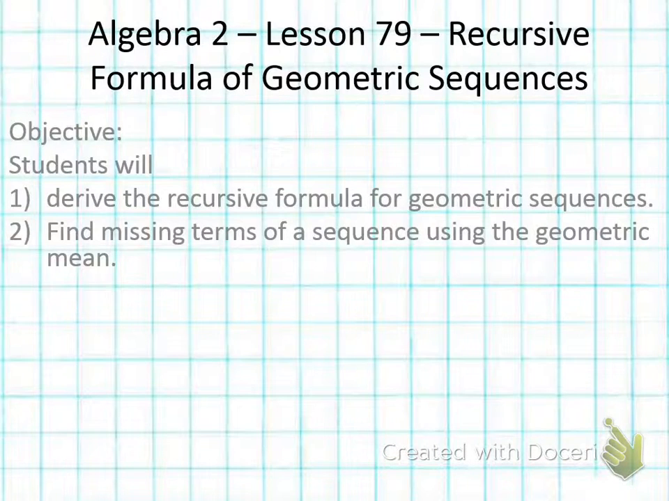Alright, this is lesson 79. Recursive formula and geometric sequences. So, we've talked about two kinds of sequences, arithmetic and geometric. Arithmetic is when it's being added by the same amount every time, right?